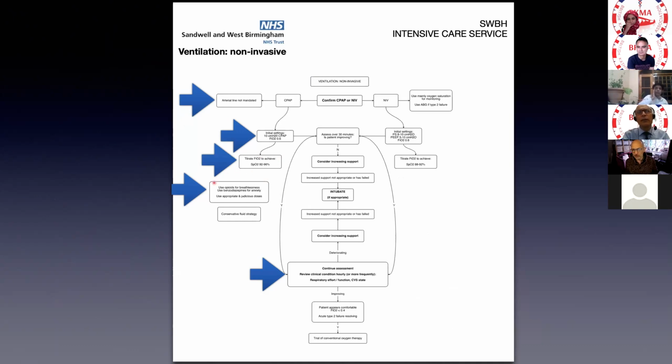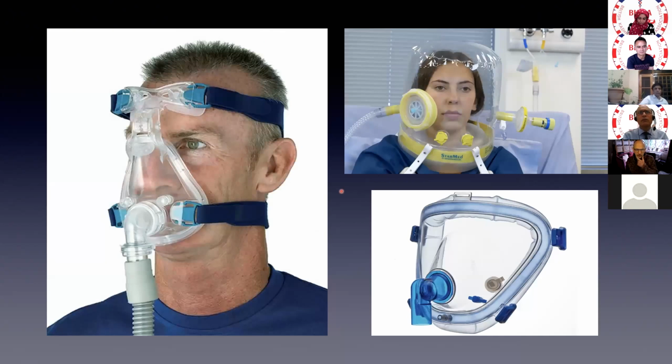We use moderate amounts of benzodiazepines and morphine to make sure the patient tolerates the therapy, particularly if they're prone. A lot of them complain of discomfort, and some of it's the general myalgia of COVID. And it's important that they tolerate the therapy as much as possible. And the most important thing is regular assessment, particularly for assessment of treatment failure and when you need to intubate a patient.